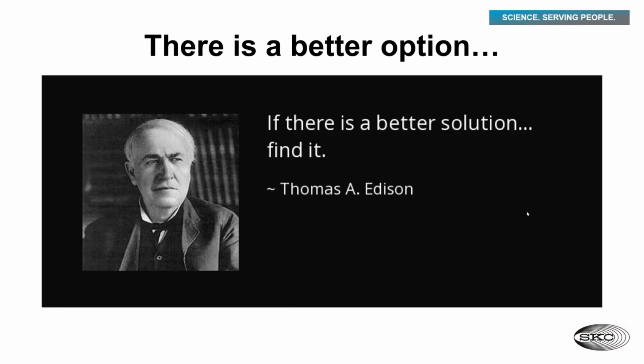So, like Mr. Thomas Edison said, if there is a better solution, let's find it. And it's called the SKC PPI. So he may or may not have said that, but we're going to give him credit for saying that either way.